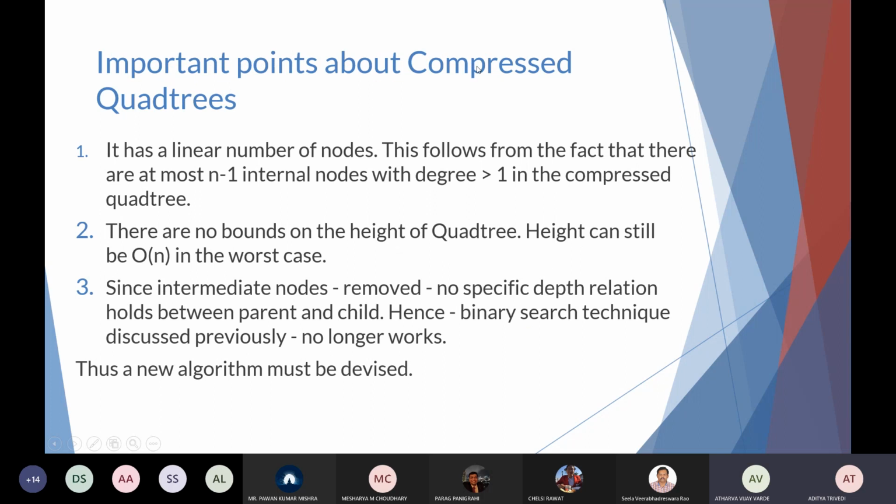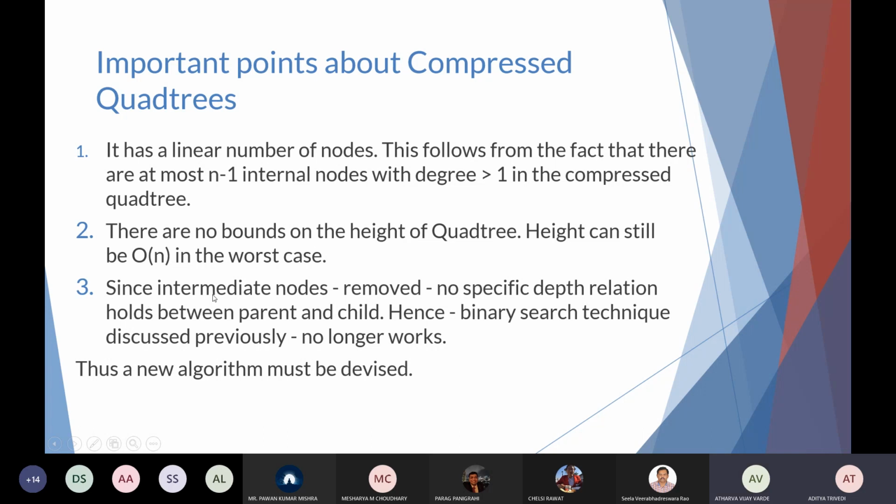So now let us consider a compressed quadtree and look at its properties. First of all, it has a linear number of points. This clearly follows, as there are n minus 1 internal nodes with degree greater than 1, as we have removed all the intermediate nodes. Secondly, there are no bounds on the height of the quadtree. The height can still be O(n) in the worst case. So we can make a space such that even after removal of the useless points, there is still O(n) height in the tree.